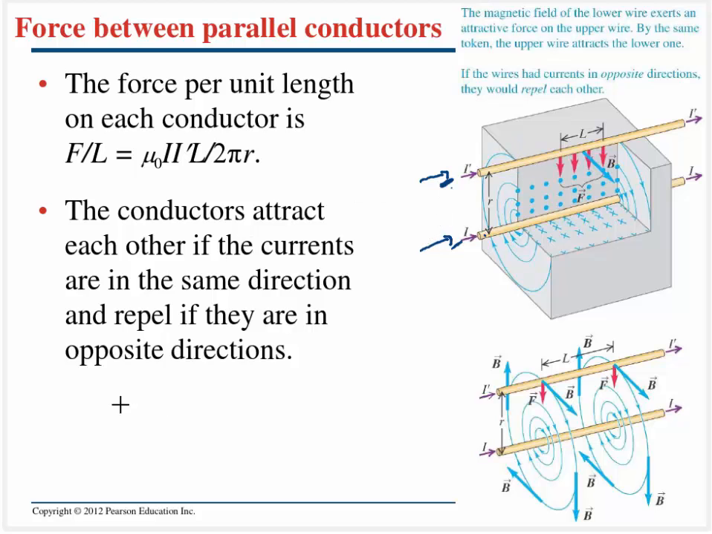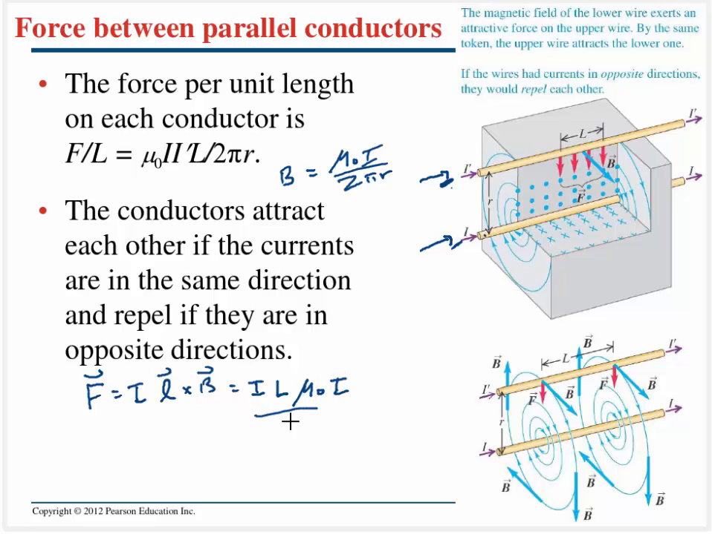a force involved. If you remember, force is equal to the current multiplied by the length crossed with the magnetic field, and we also know that B is equal to mu naught I divided by 2 pi r for infinitely long wires. Then you can see that this is going to be the current multiplied by the length multiplied by mu naught I divided by 2 pi r.